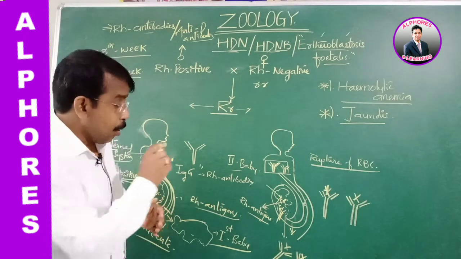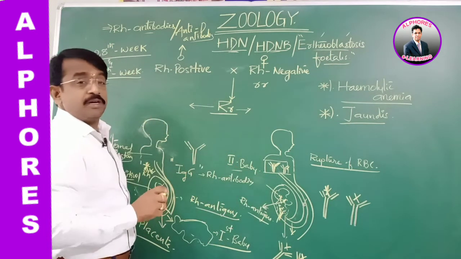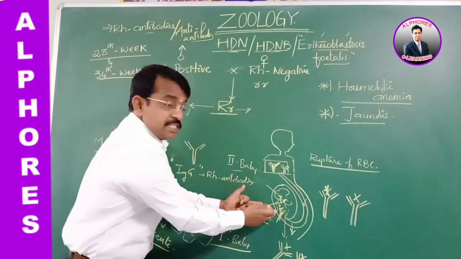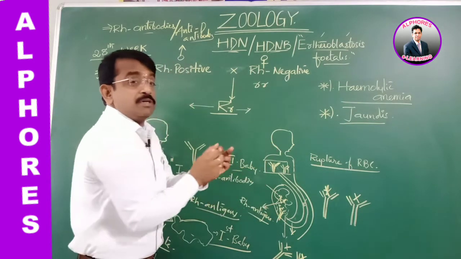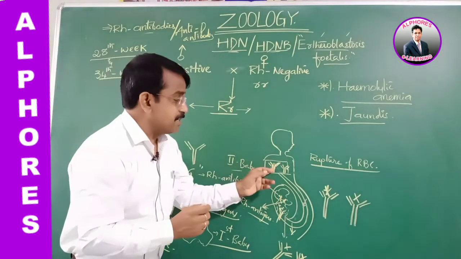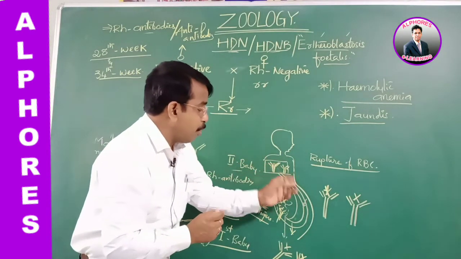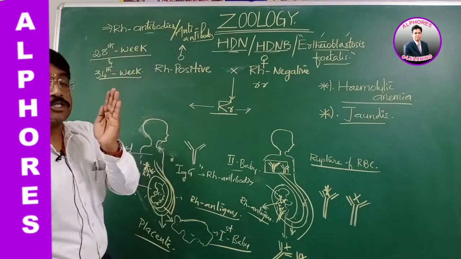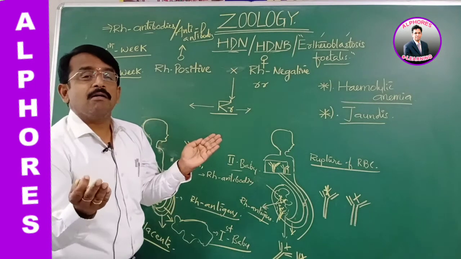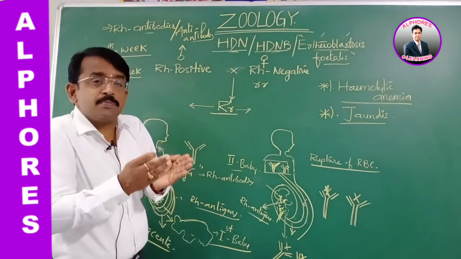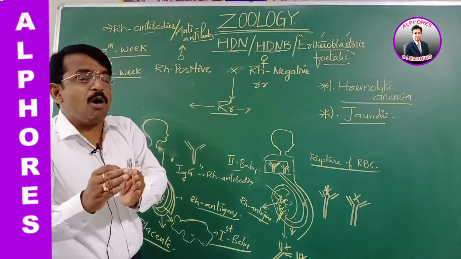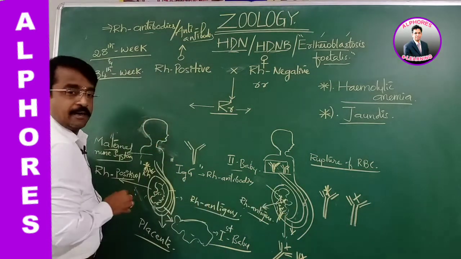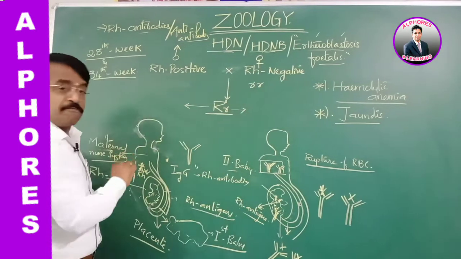I repeat, what is the consequence we observe here? Hemolytic disorder of the newborn. How? When the Rh antigens of the fetus are exposed to the mother's immune system, this causes sensitization and produces the antibodies. If this sensitization is prevented, naturally all the babies, as long as the mother is pregnant, will be safe. I repeat, if this sensitization is prevented, the second baby is also like the first baby, or not?